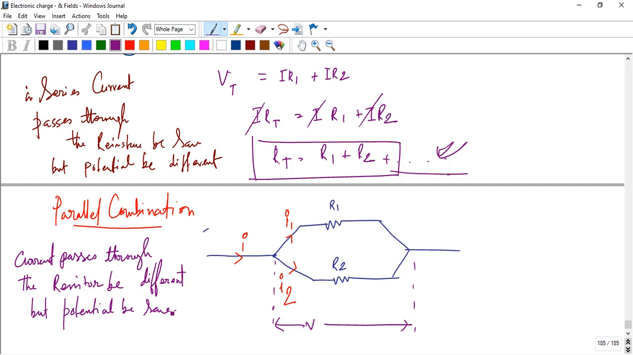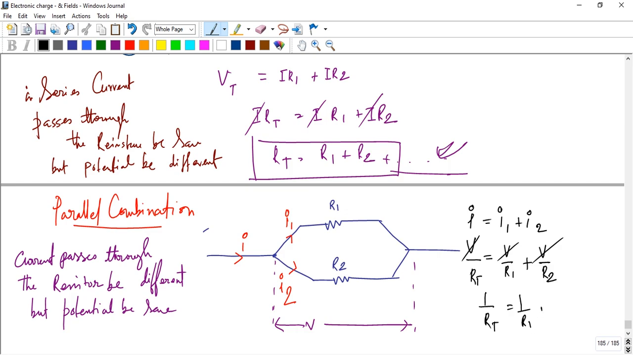So the total current I equals I1 plus I2, because the current is divided into two parts, and adding these two parts gives the final current I. From Ohm's law I1 is V by R1 and I2 is V by R2, and the total current I is V by RT, since the potential is the same. Cancelling the V's, we get 1 by RT equals 1 by R1 plus 1 by R2. That's the basic parallel combination of resistors.